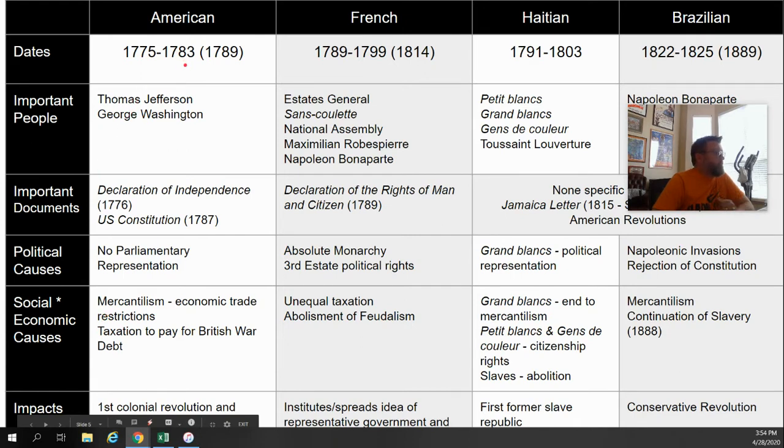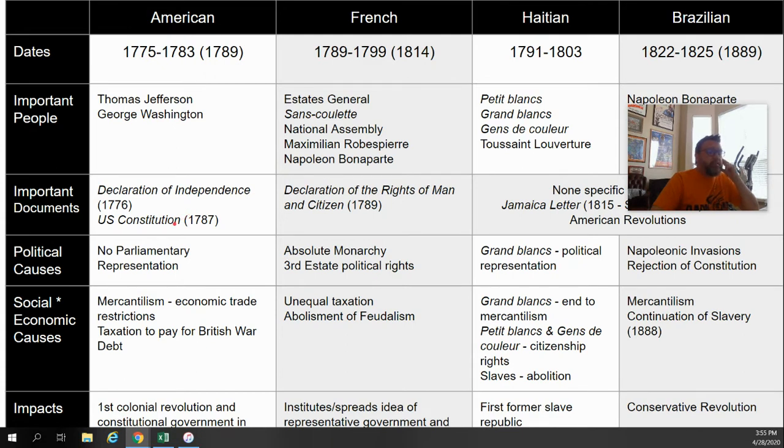So the American quickly, 1775 to 1783, it's the Treaty of Paris ending the war. 1789 is when the Constitution is ratified by enough states to make it the law of the land. Jefferson the idealist, Washington the leader. Okay. Jefferson is the author of the Declaration of Independence that establishes those rights, those natural rights argument for why we shouldn't be a colony.